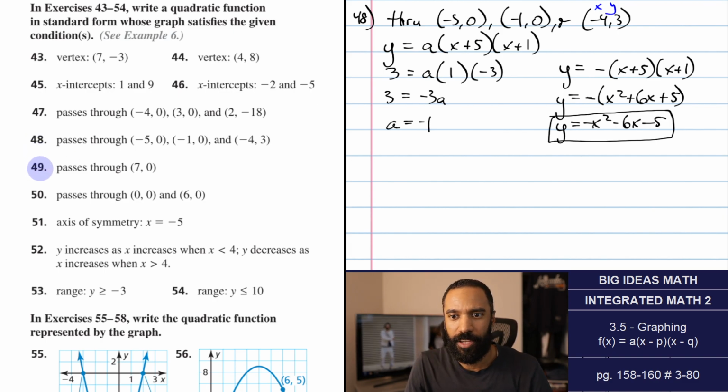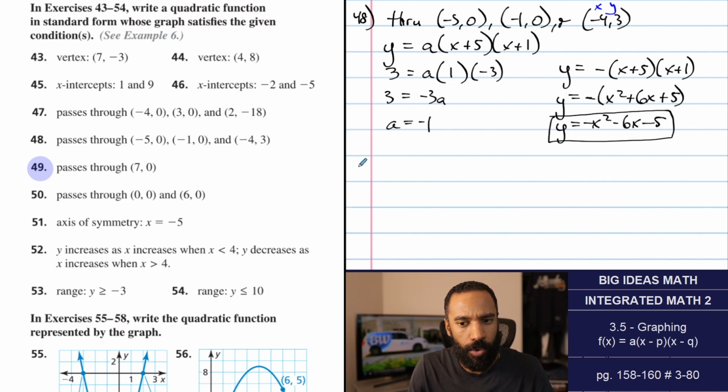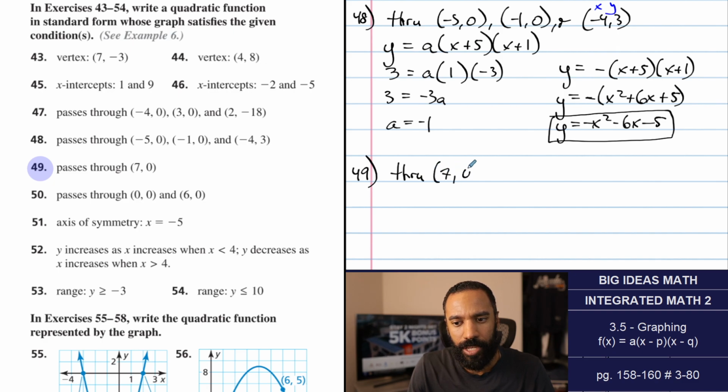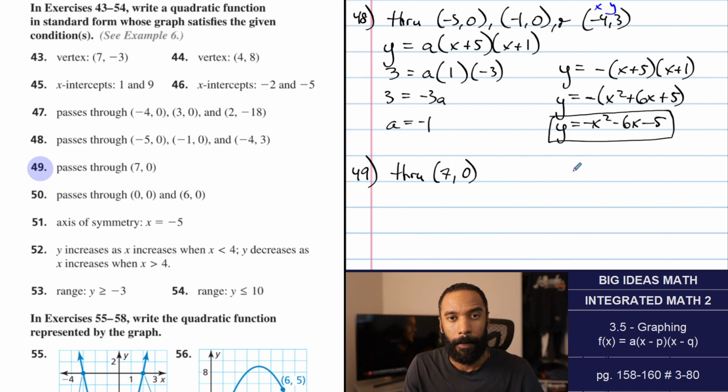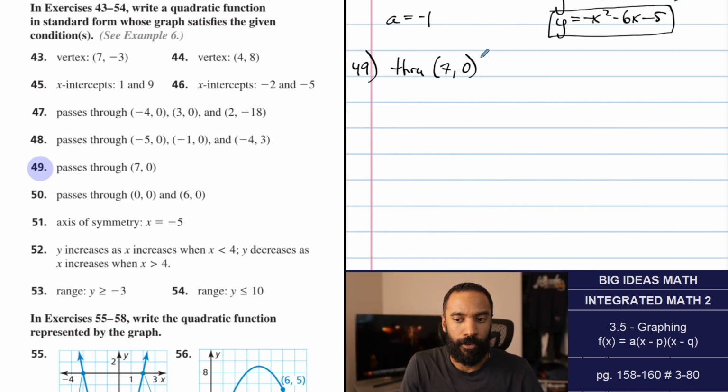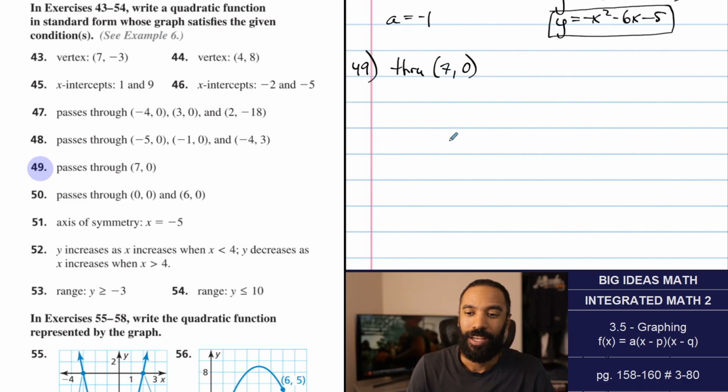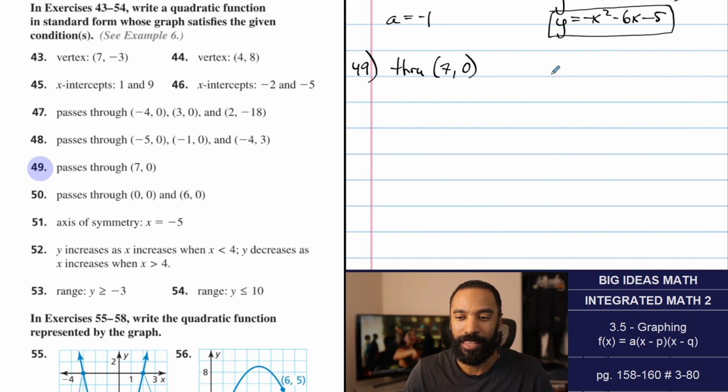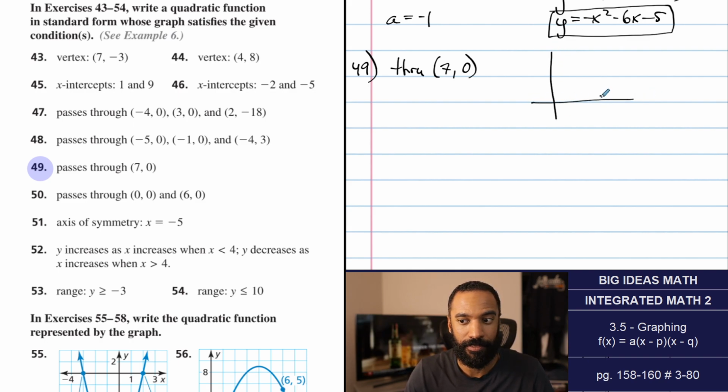All right, passes through 7, 0. This one's interesting. This is so open-ended. It doesn't tell us anything beyond 7, 0. I'll tell you what, there are so many answers here. They said a quadratic. You can choose your other x-intercept. Remember what I told you before? Maybe this is the only x-intercept here. What if this was the only one? Maybe they want you to treat it like that. That's not necessarily true. They didn't give us any restrictions.